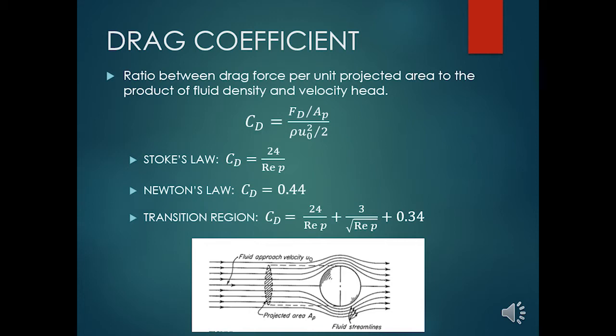So the drag coefficient aptly is therefore defined as the ratio between the drag force per unit projected area to the product of the fluid density and the velocity head. Now what is this unit projected area?